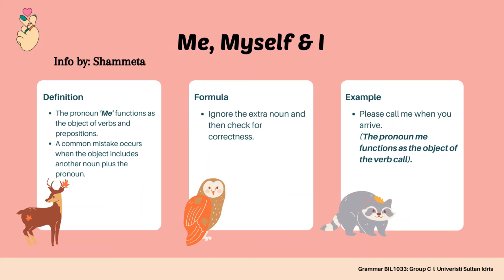After that, we have the pronoun me, which functions as the object of verbs and prepositions. A common mistake occurs when the object includes another noun plus the pronoun. For example, we will never use "Please call I when you arrive" because the pronoun me functions as the object of the verb call. So the correct sentence is, "Please call me when you arrive." The formula to avoid this mistake is to ignore the extra noun and then check for correctness.